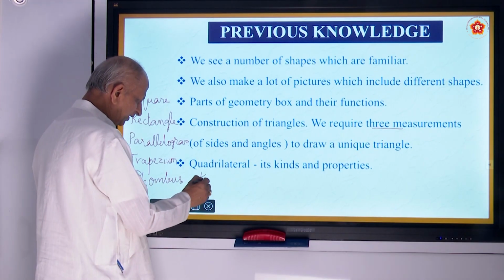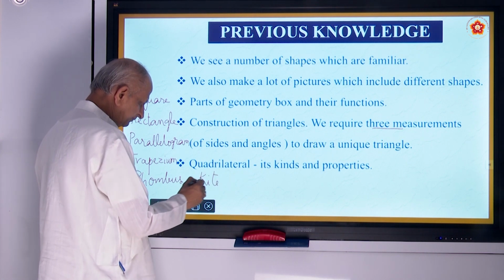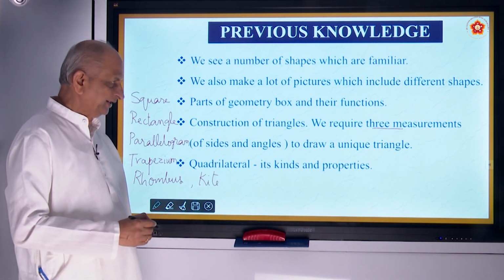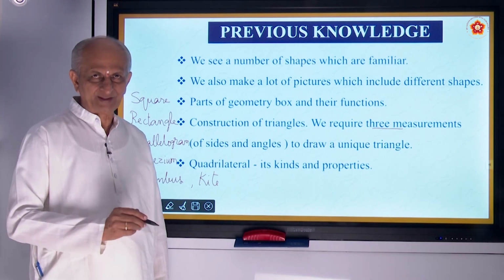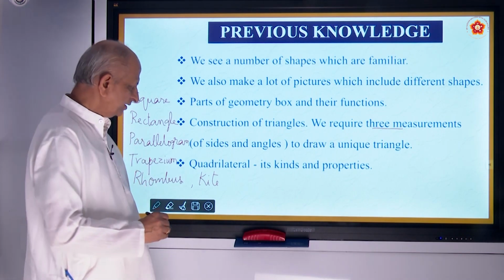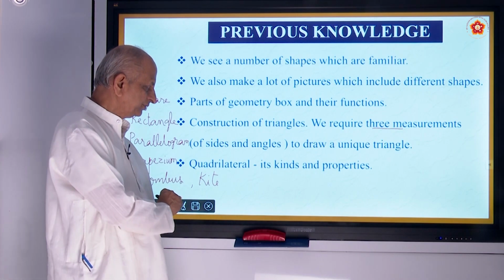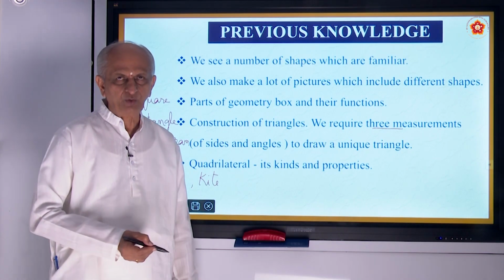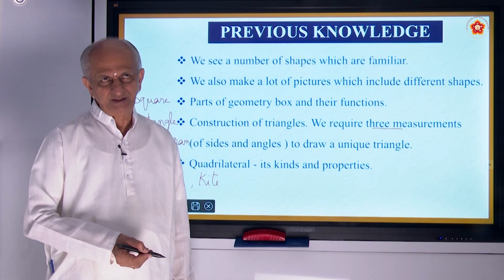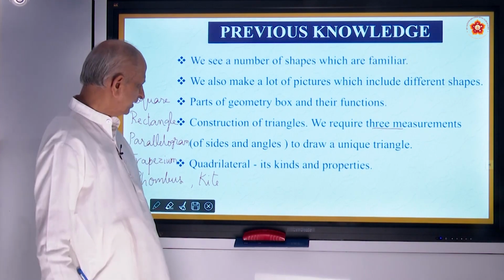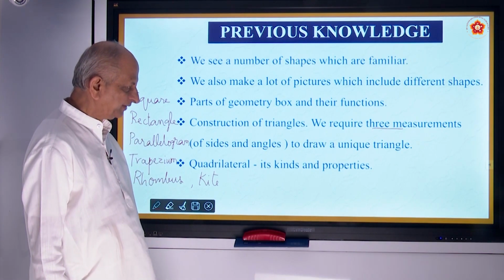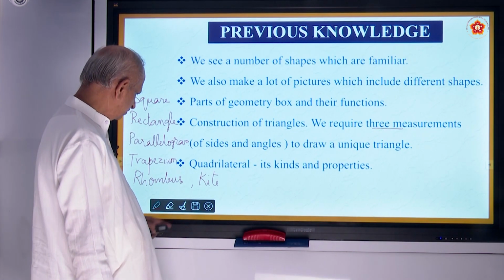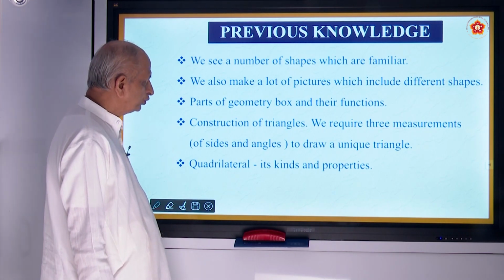And also one special type that is called a kite. Two pairs of adjacent sides are equal, and the diagonals bisect at right angles. So these are the different kinds of quadrilaterals we have already heard about, and we also know some properties of them. Okay, with this we will pass on to today's topic.